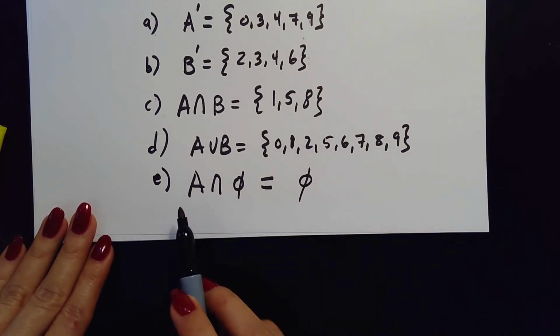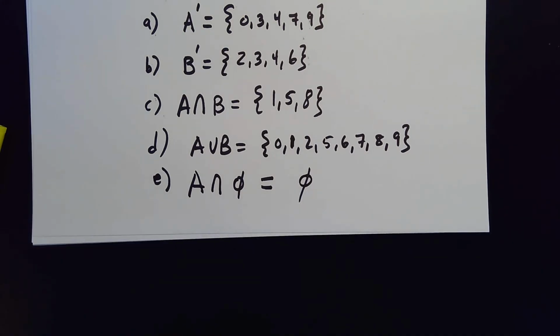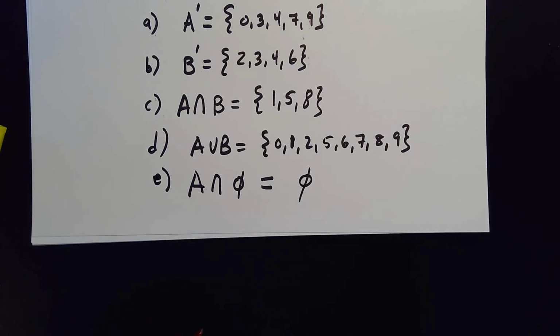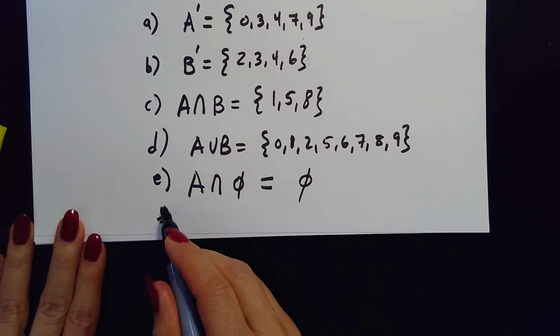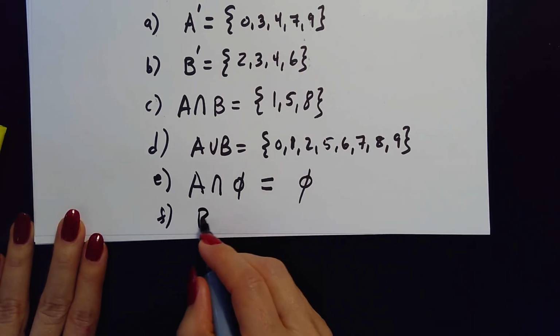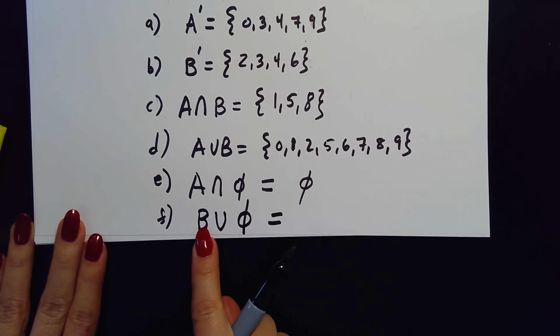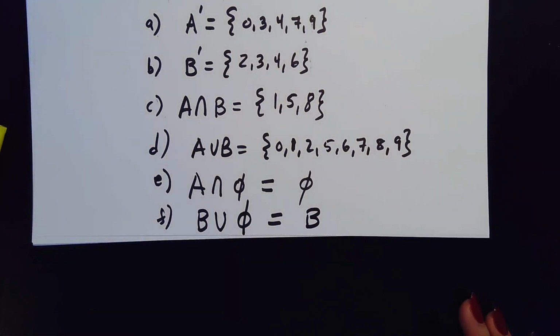So whenever you're trying to intersect with the empty set, you're going to get the empty set, because the only thing that they have in common is no elements. They don't have any common elements because the empty set doesn't have any elements. So the answer has to be the empty set. And then if you take B and you unite it with the empty set, it's like having a set and adding 0 to it. So you're still going to get B. Okay?